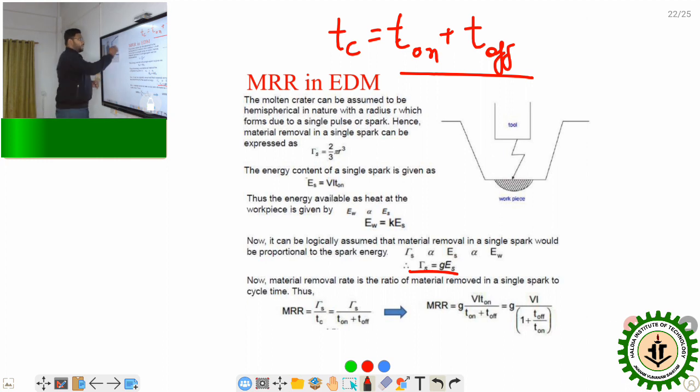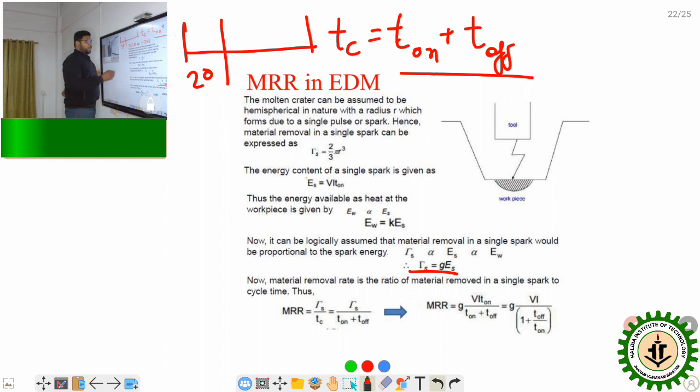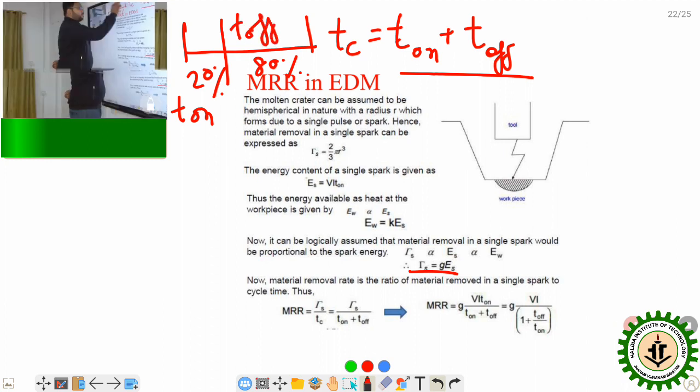T on, say for 100 minutes of time, only for 20 seconds will the spark actually happen. So this is your T on. For the rest of the time, that is say 80% of the time, is your T off.